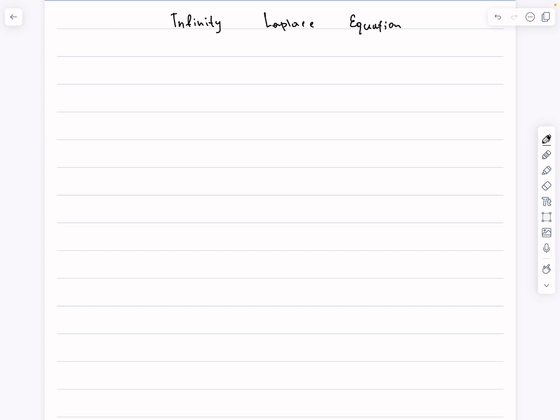I am going to start the course about the infinity Laplace equation. First of all, why is it an important topic? Because it has real applications in semi-supervised learning and machine learning. Therefore, this topic is one of the very important topics nowadays.